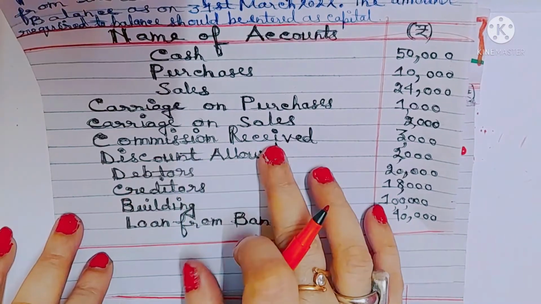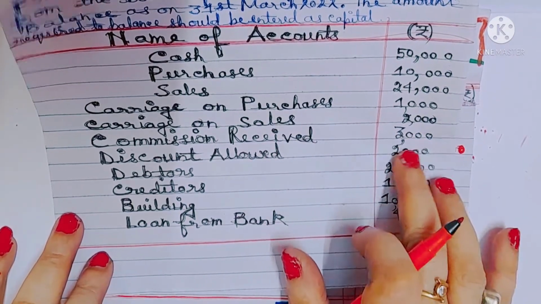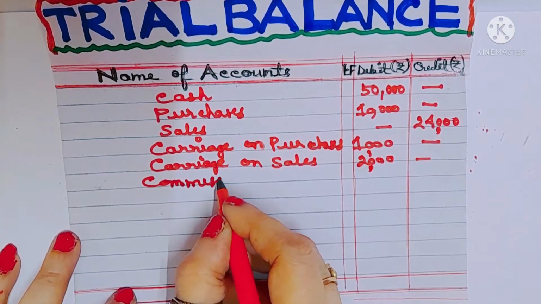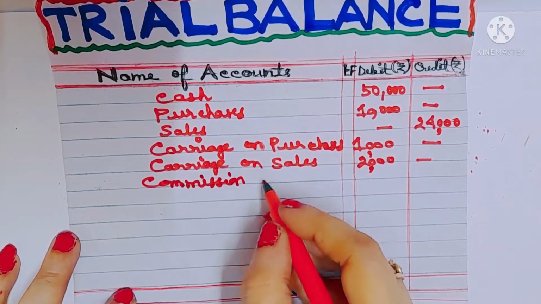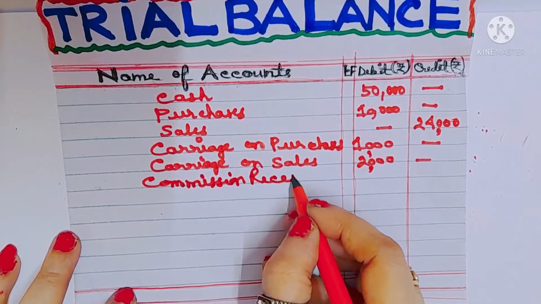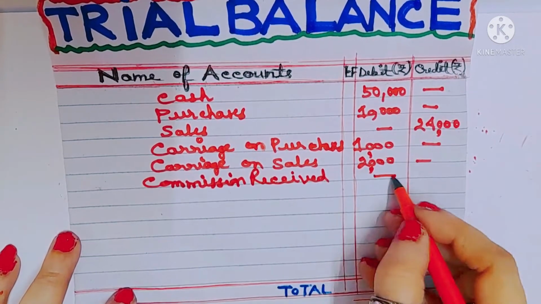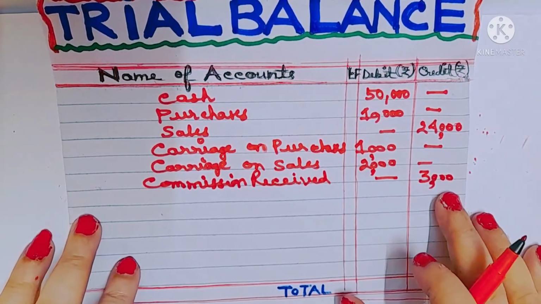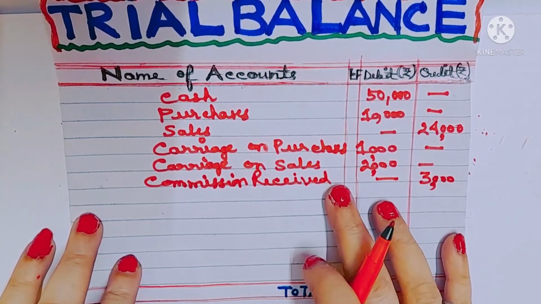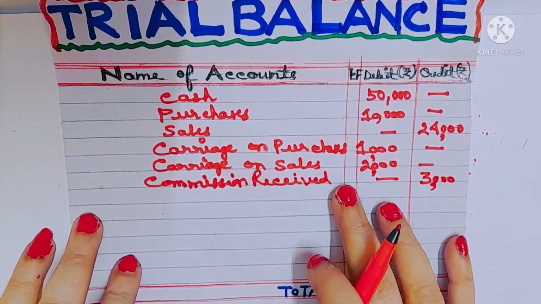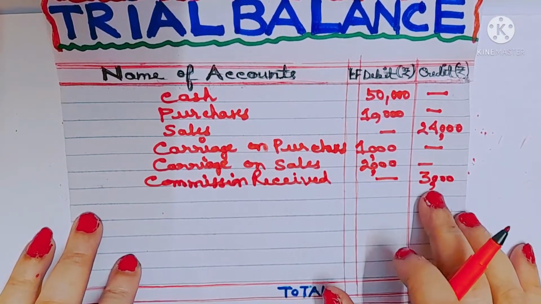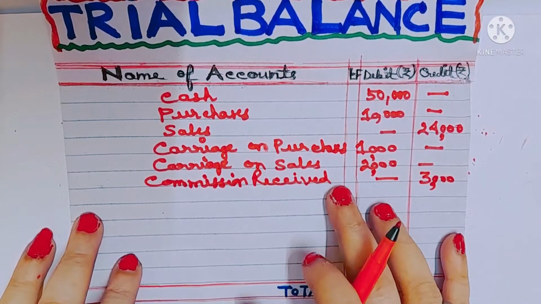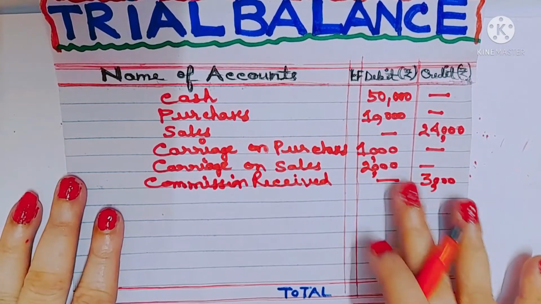The next account is commission received 3,000. Let's write commission received. Commission received is a credit balance and that is the reason we have written 3,000 in the credit column. Commission received falls under nominal account. According to nominal account, all incomes and gains are credited. Here commission received is an income for the business. So commission received will be credited. Understood? Let's see the next account.